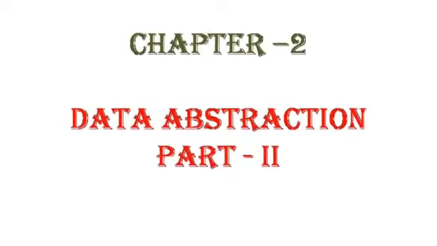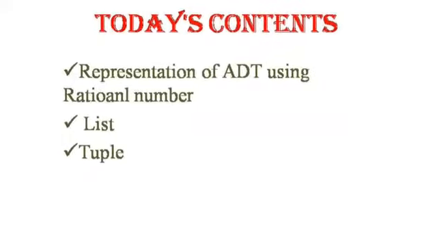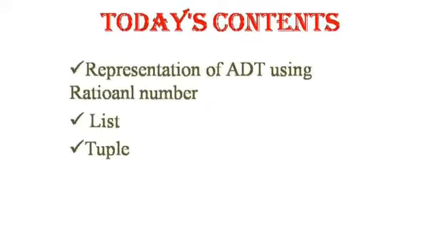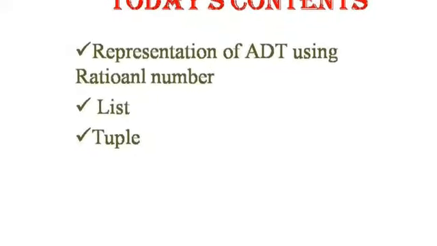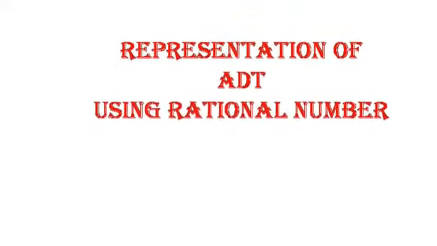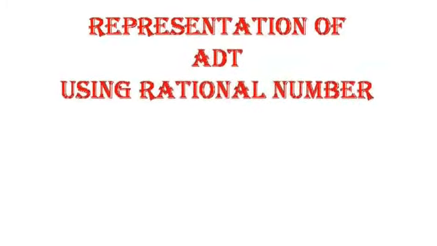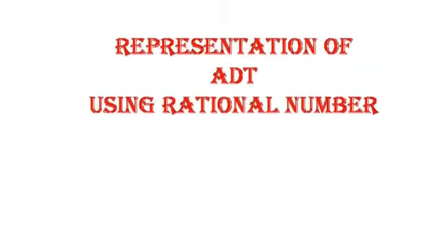Today we will continue with data abstraction part 2. Today's content is representation of data abstraction using rational numbers, list and tuple. I think you all know what is abstract data type. How to represent abstract data types using rational numbers.